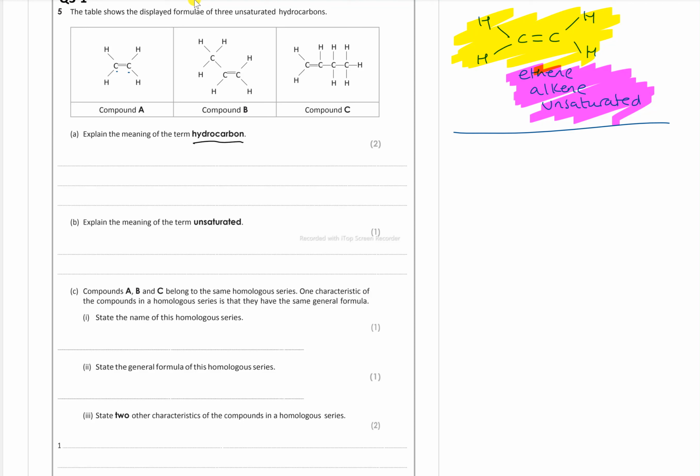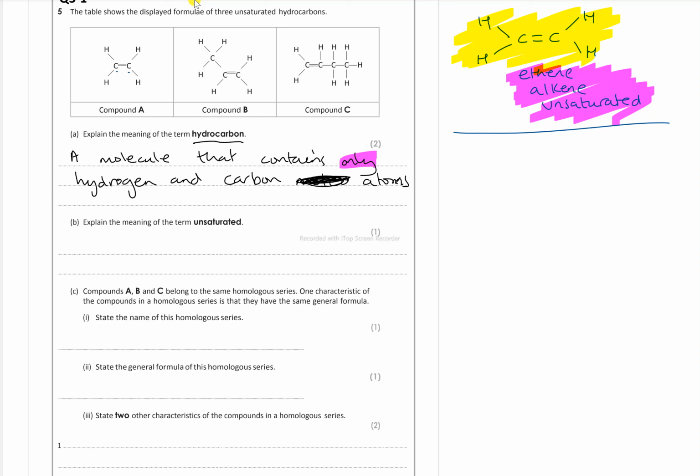What is a hydrocarbon? A hydrocarbon is a molecule that contains only hydrogen and carbon atoms. So we've used the word only, and we've used the words hydrogen and carbon atoms. Done. Right.